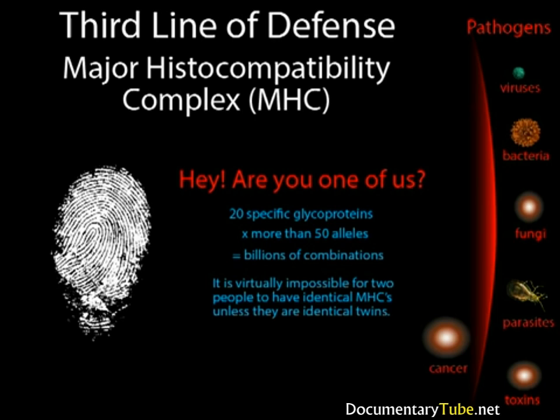As a result, it's virtually impossible for two people to have identical MHCs unless they're identical twins. The MHC then is a fingerprint for your cells. Any cell that has your MHC will not be attacked by your lymphatic system because the cell has the correct fingerprint.